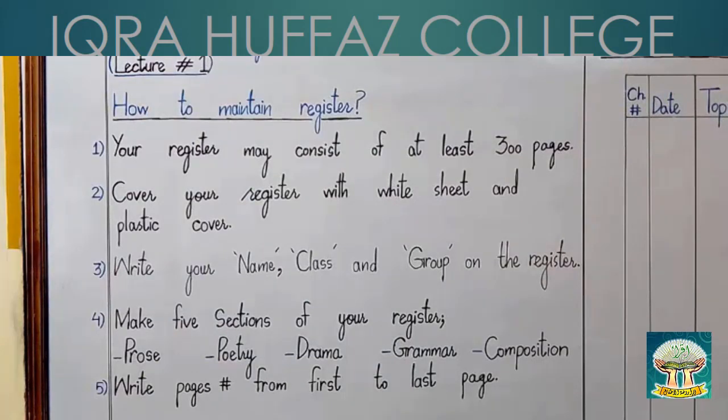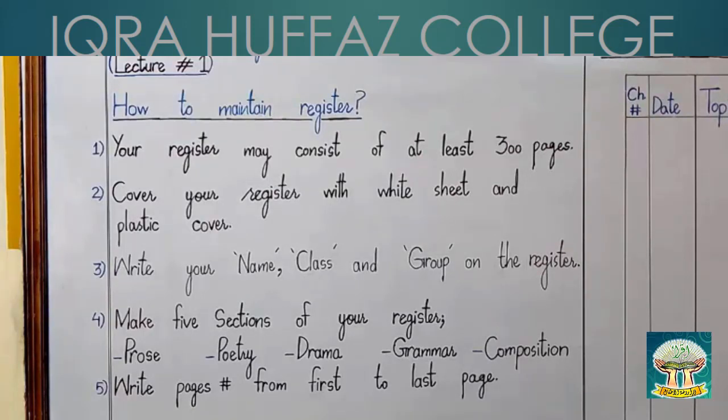As you have seen, I have written 6 points on the board under the heading of how to maintain your register. I will briefly explain each point for your better understanding. Let's go through them. Point number 1. Your register may consist of at least 300 pages, because along with your English notes provided to you, we will do quite a sufficient amount of work in the register too.